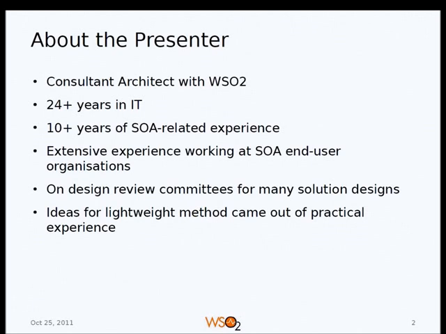And I've had the good fortune of being on several design review committees and have seen a very large number of solution designs that were claimed to be SOA. And I guess many of the ideas for this lightweight method came out of that practical experience.